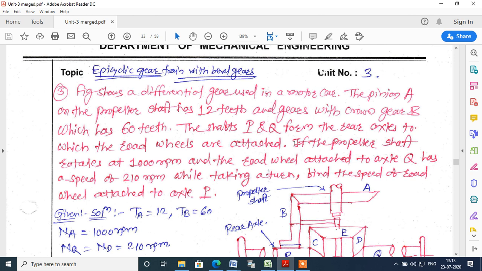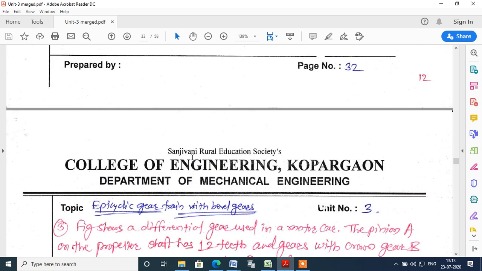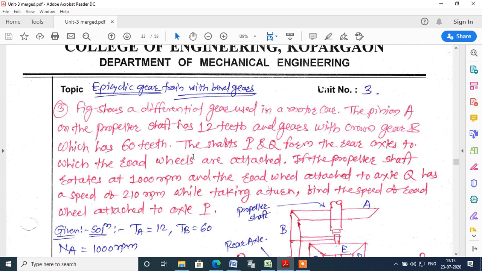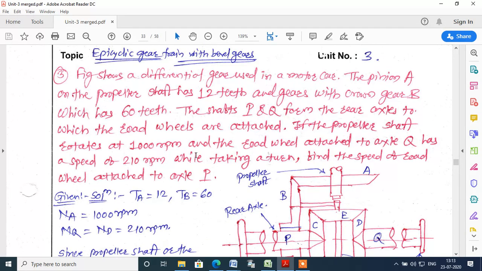Welcome back, students. Now we have seen the problems of cyclic train with bevel gears in the last class. So two problems I think we have solved. Now this is the third one. This you just take down. Okay, write down the problem in your notebook and solve at your end.